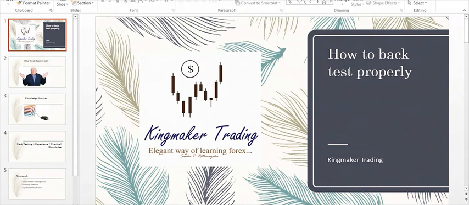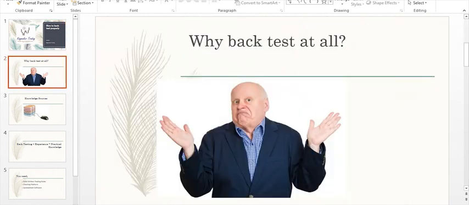Today, let's talk about how to backtest properly. First of all, why should anyone in the world want to backtest? We just want to earn money. So why can't we just go into the market and start earning money? Well, let me explain it to you.